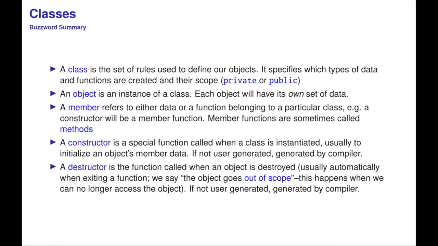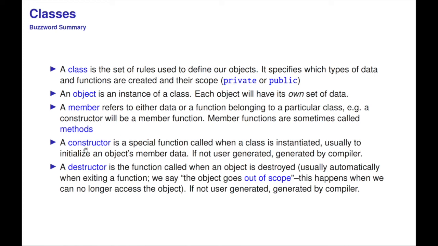Let me give you a buzzword summary. A class is the set of rules used to define our objects. It specifies which type of data and functions are created and their scope, either private or public. An object is an instance of a class. Each object will have its own set of data. A member refers to either data or a function belonging to a particular class. For example, a constructor is a member function. Member functions are sometimes also called methods.